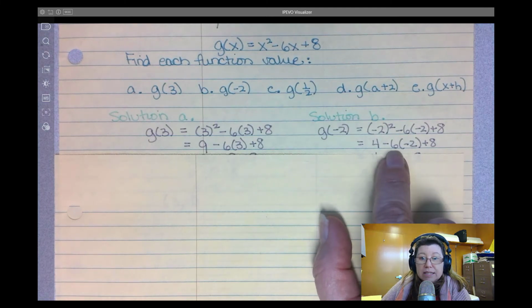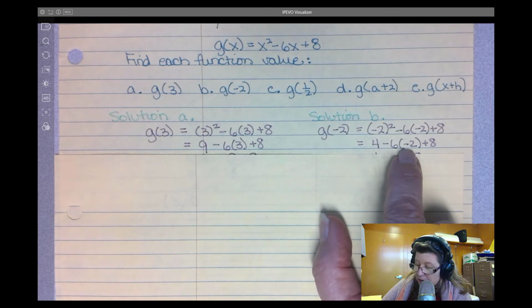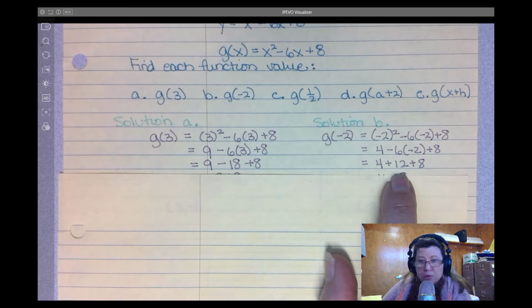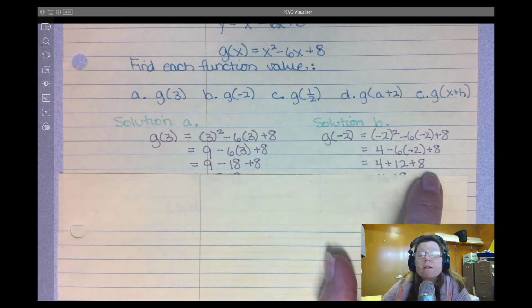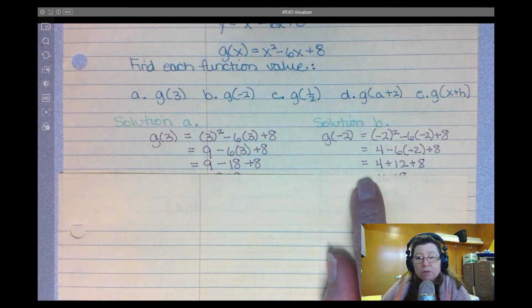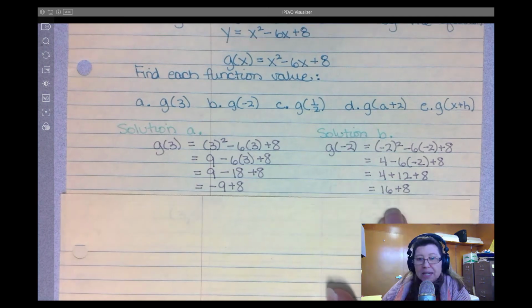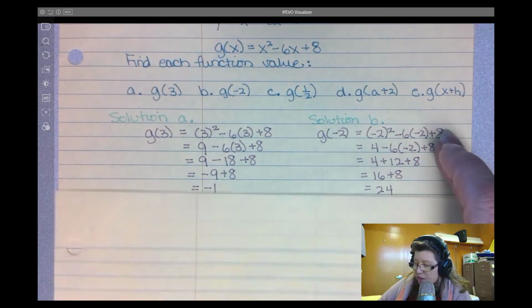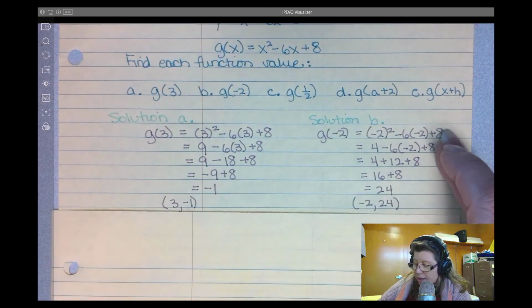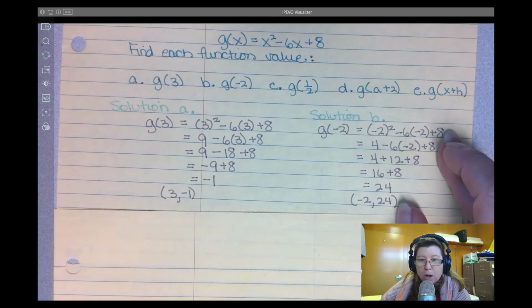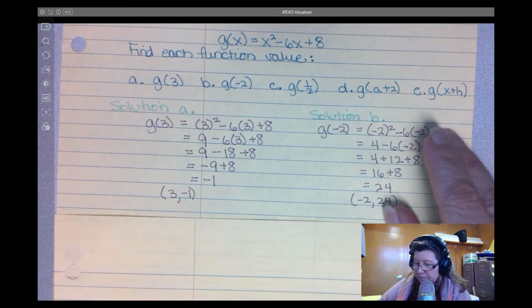Next, I'm going to do this 6 times negative 2, but there is a negative out here, and a negative times a negative makes a positive. So that's going to be 4 plus 12 plus 8. Following order of operations, 4 plus 12 is 16. 16 plus 8 is 24. So when I plug in a negative 2, out pops a 24.